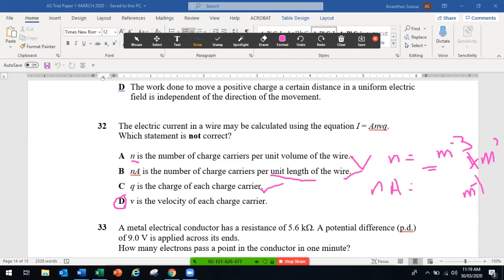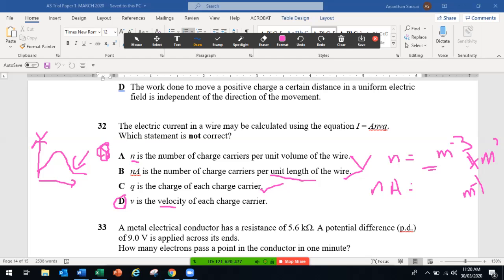D is the velocity of each carrier. In reality, all carriers have a different range of velocity. They don't have the same velocity. By the Boltzmann distribution, all particles will have a range of velocity. You learn in chemistry, a range of velocity at any temperature. So you can't say just velocity. You have to say mean velocity or drift velocity. So technically D is not that accurate.